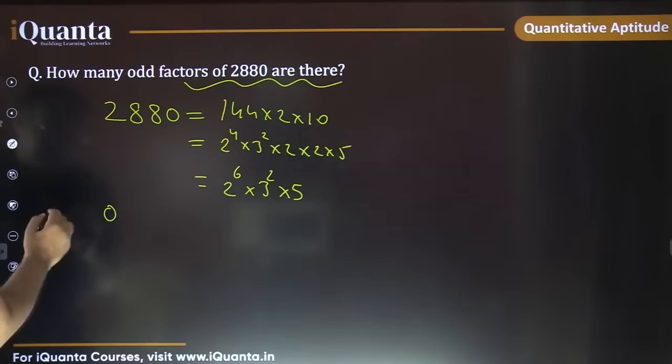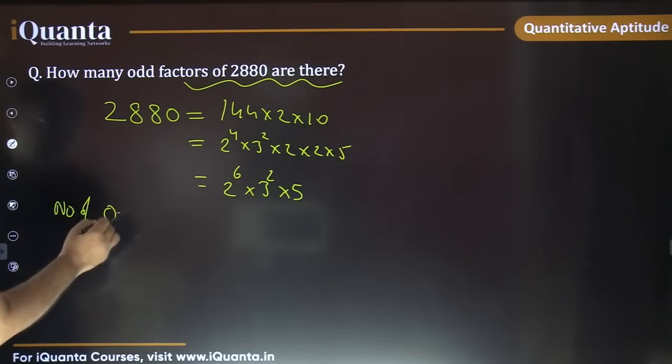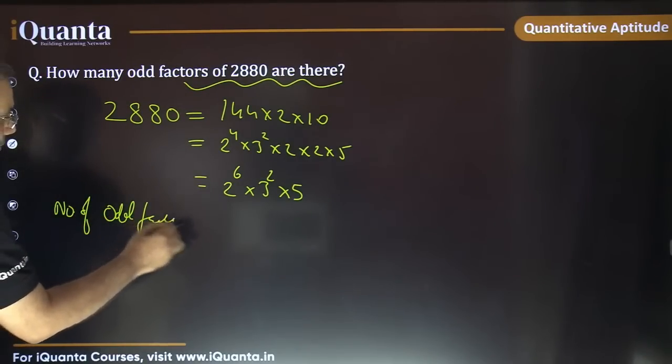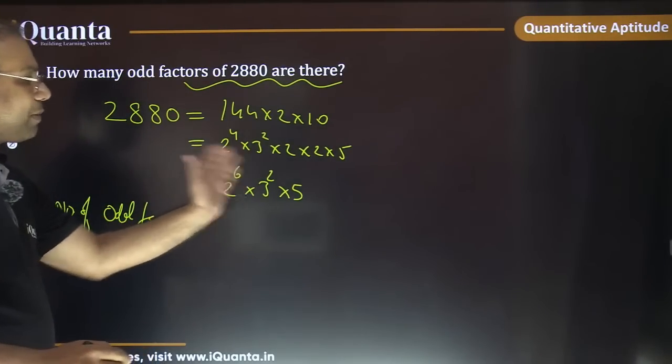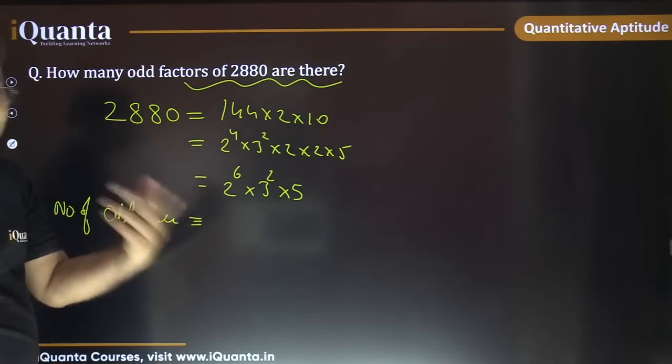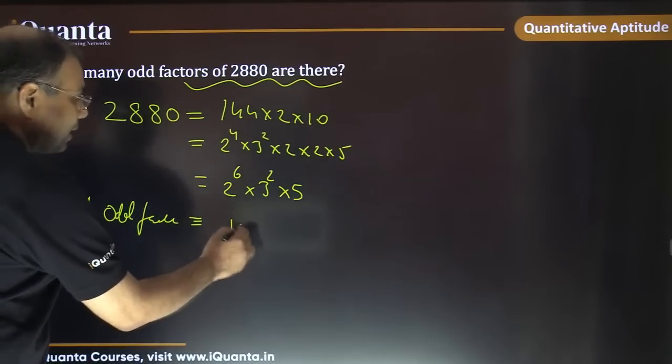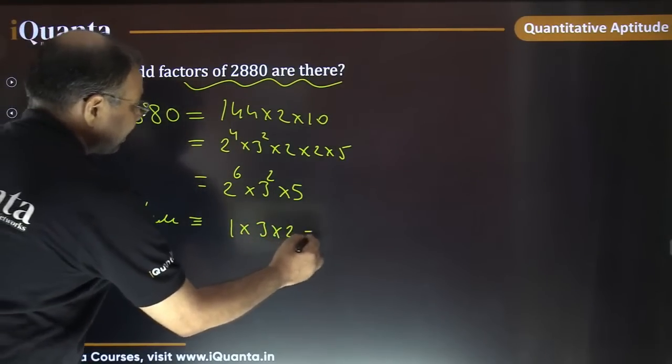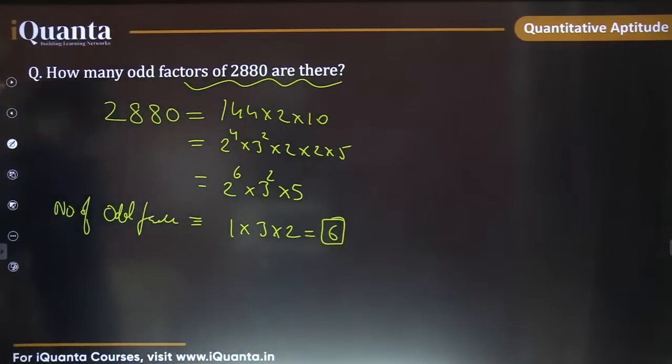If you are only calculating the number of odd factors, what do I need to do? Just remove the even powers. Basically, take nothing from 2 power 6, take 2 power 0. So it is 1 into 3 into 2. That is 6. So this is the right answer.